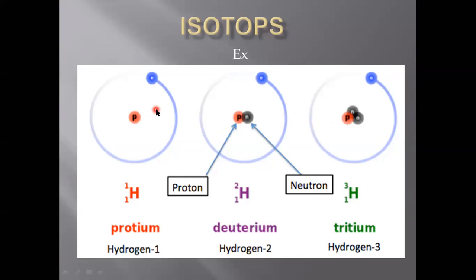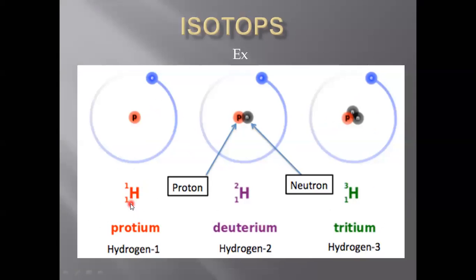Now focus on the definition of isotopes. What is the meaning of isotopes? Isotopes are different atoms of the same element, having the same number of protons but a different number of neutrons. Clear? This is the definition of isotopes.